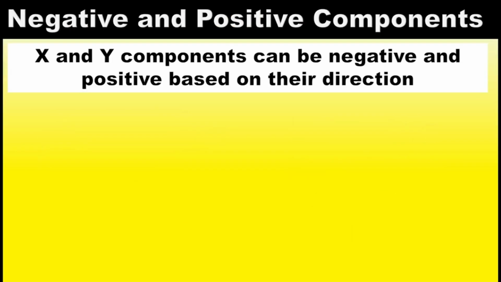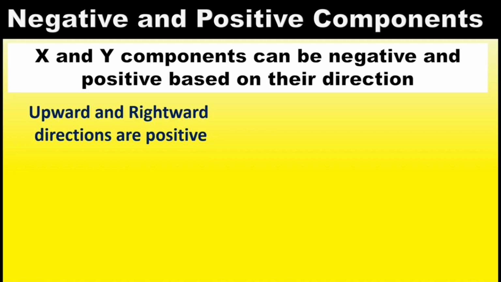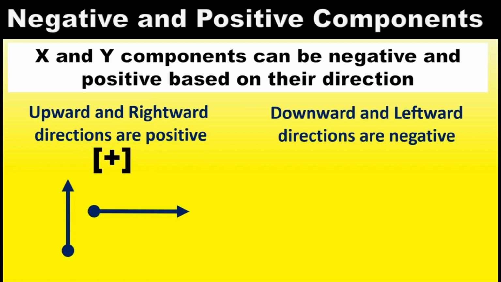Components of vectors directed at an angle can be negative or positive, depending on their direction. Vector components which are directed upward and to the right are positive, while vector components which are directed downward and towards the left are negative.